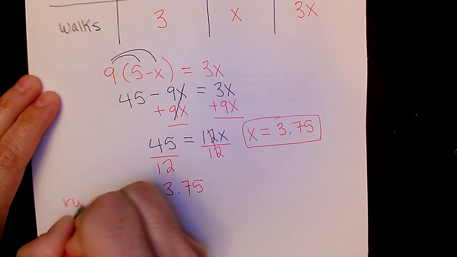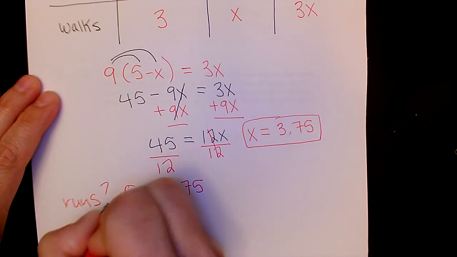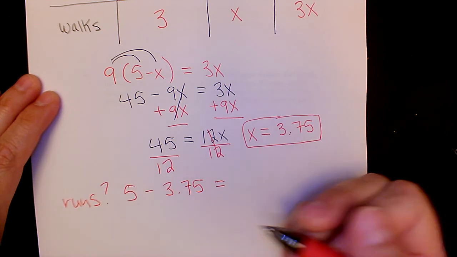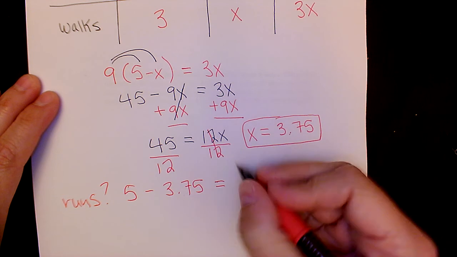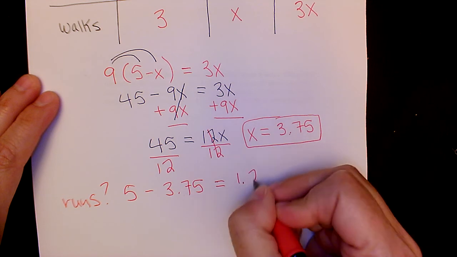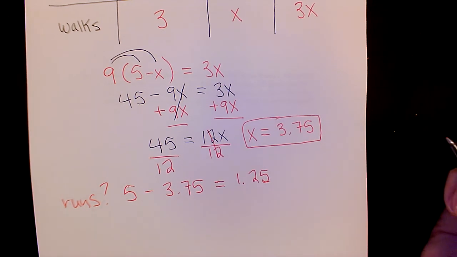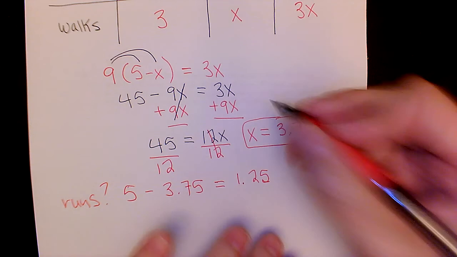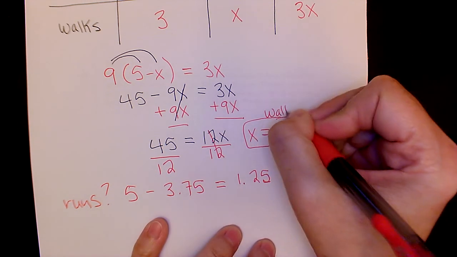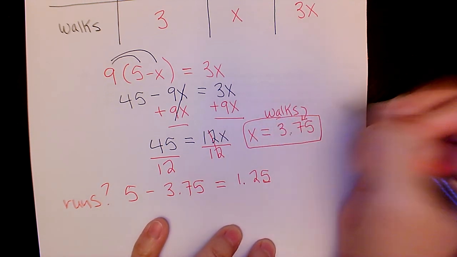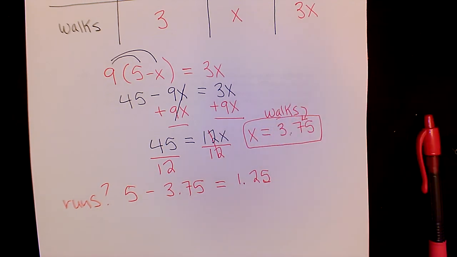let me put how long did she run? And that'll give me 1.25 hours, or an hour and 15 minutes, or you can just say 1.25. But we're looking for the walk. How long did she take walking? So that's the answer, 3.75.